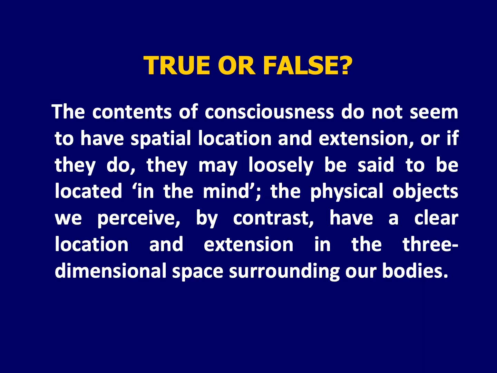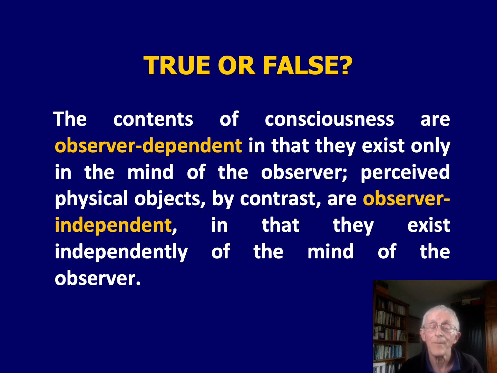And here's a classical one that goes back to the time of Descartes. The contents of consciousness do not seem to have spatial location and extension. Or if they do, they may be loosely said to be located in the mind. The physical objects we perceive, by contrast, have a clear location and extension in the three-dimensional space surrounding our bodies. True or false? And then finally, the contents of consciousness are observer-dependent in that they exist only in the mind of the observer. Perceived physical objects, by contrast, are observer independent in that they exist independently of the mind of the observer. True or false?